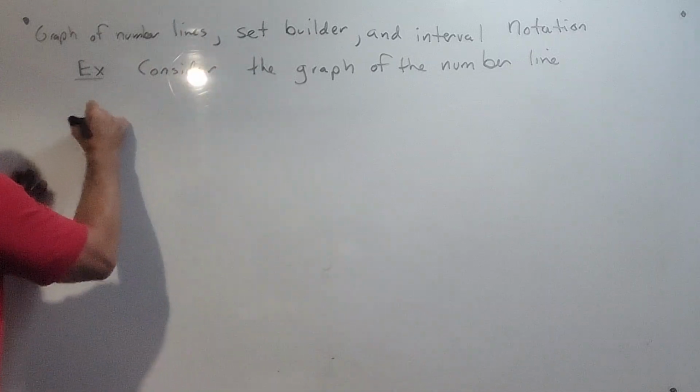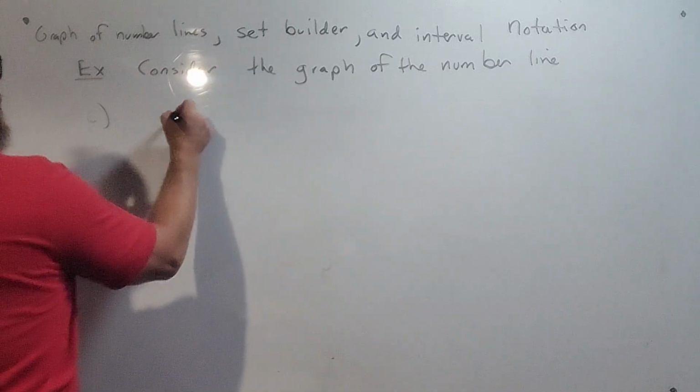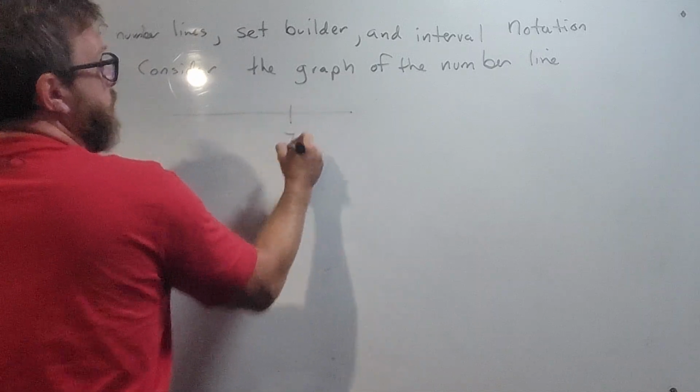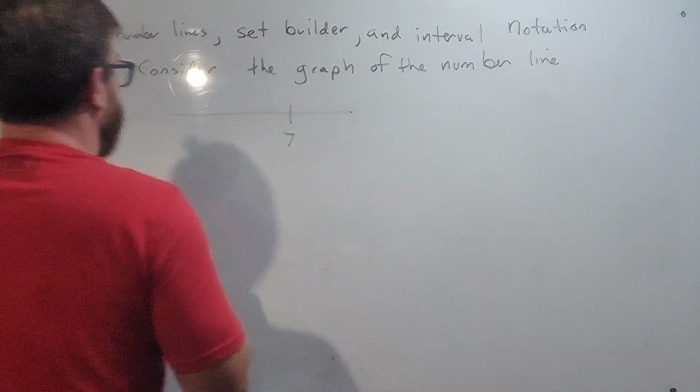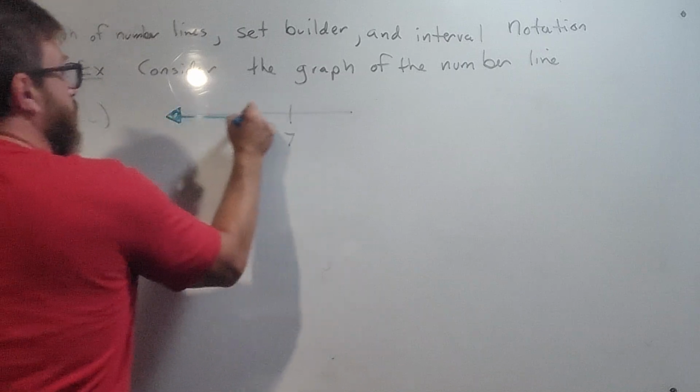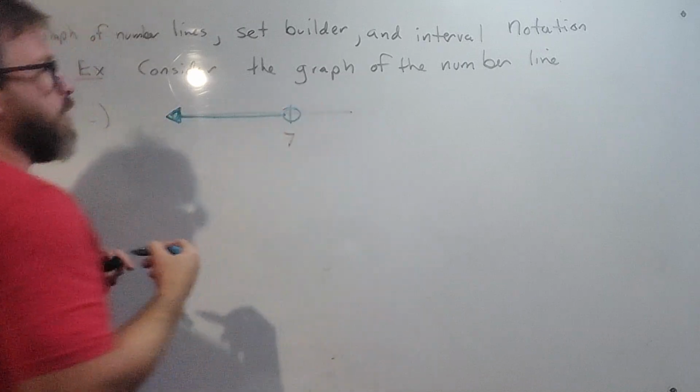So for C, let's give us the number line, I don't know, let's go all the way to 7, for instance. And I'm going to go from negative infinity to 7. So all these numbers in here. Now let's exclude the 7. We'll include the next one next time.